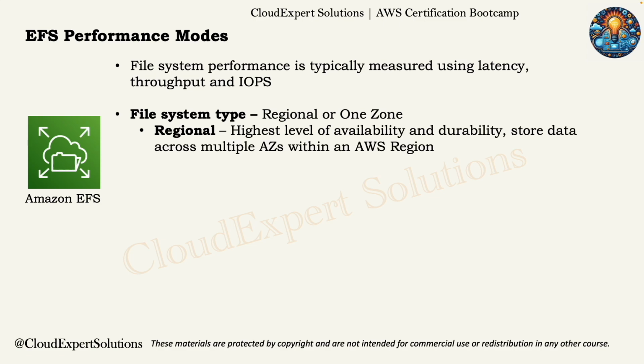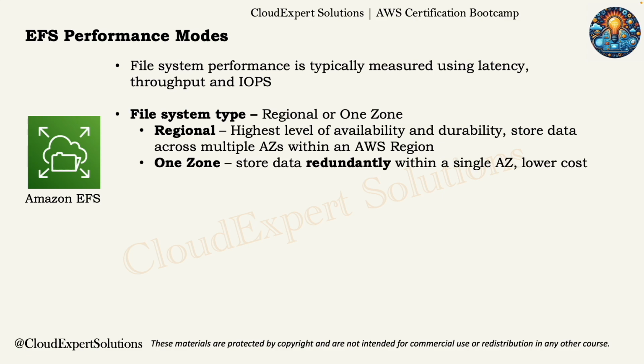Regional file systems provide the highest level of availability and durability by storing data redundantly across multiple availability zones within a region, while one zone file systems store data redundantly within a single availability zone. One zone offers cost savings for workloads that don't require multi-AZ resilience.